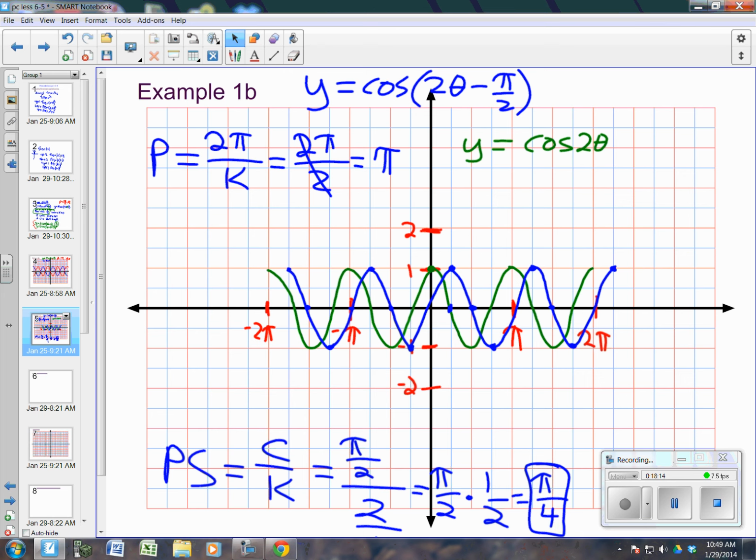And you can actually use a sine or a cosine to graph any sine or cosine. If I have a cosine function, I can use a sine. I just have to shift it the right amount. Okay, any questions there?